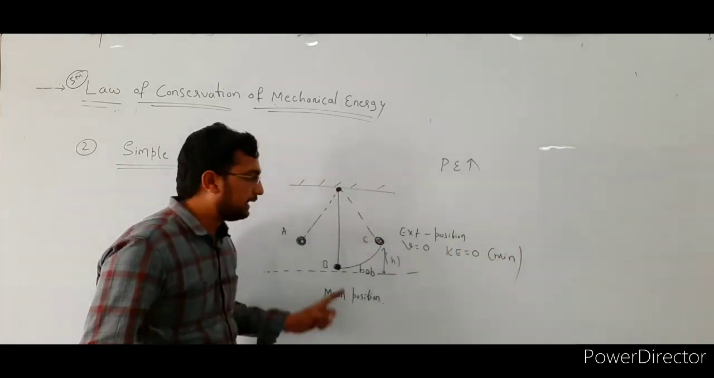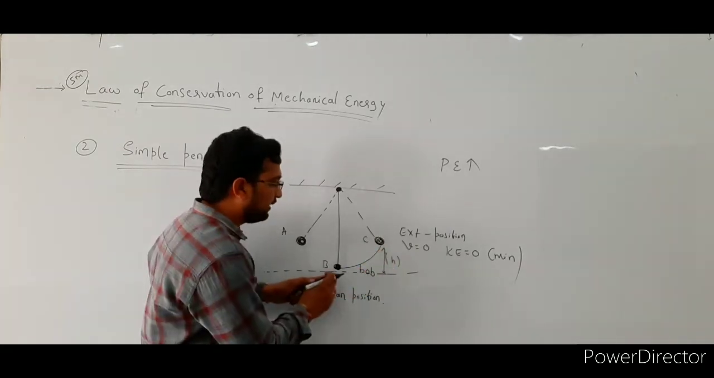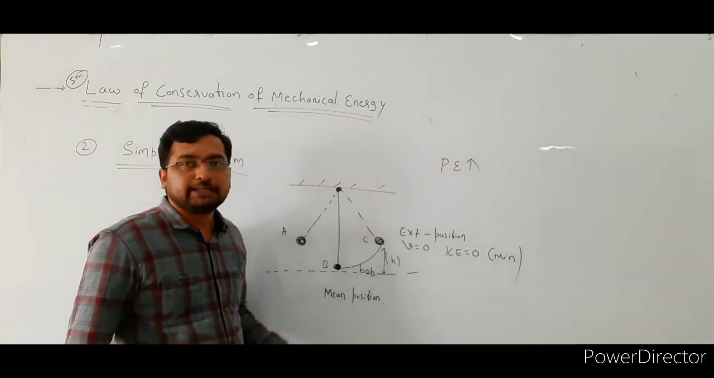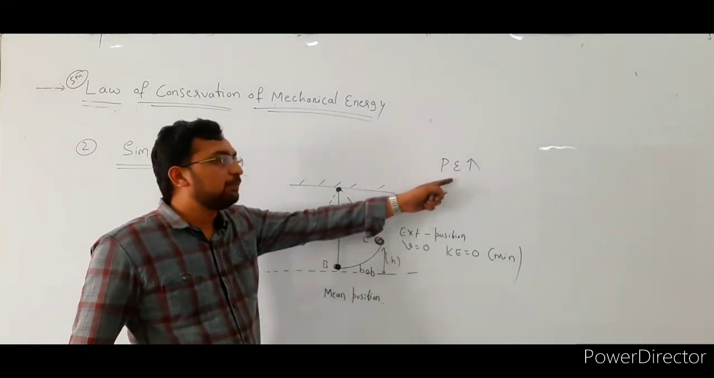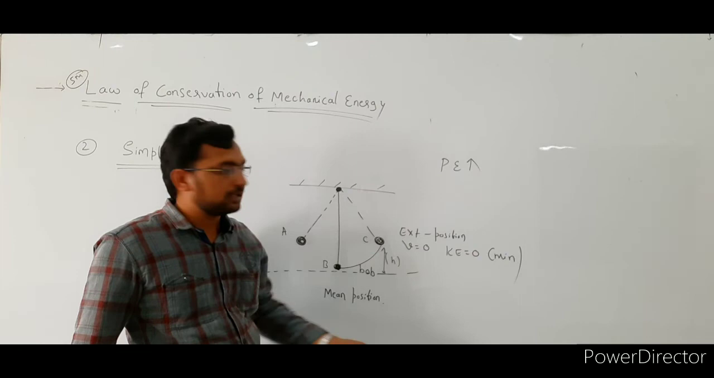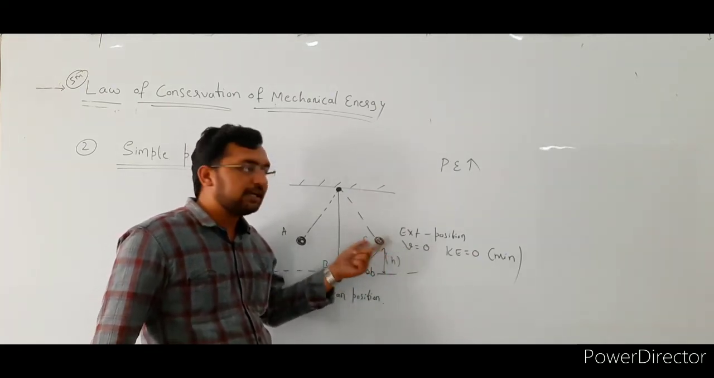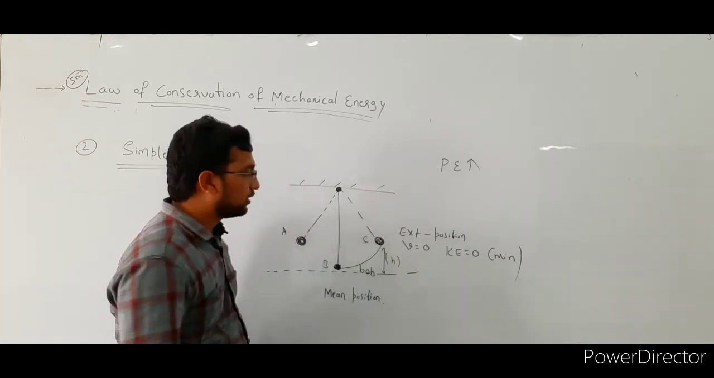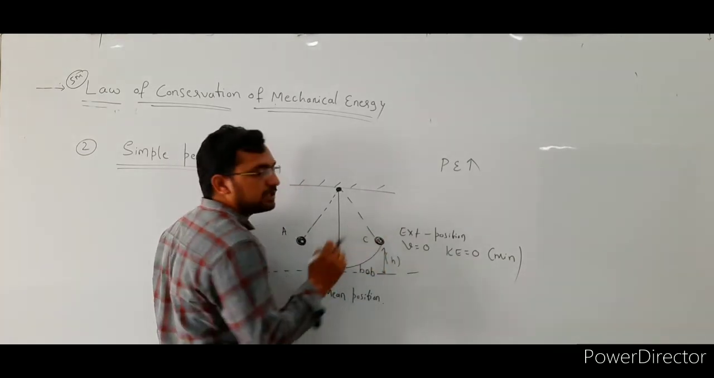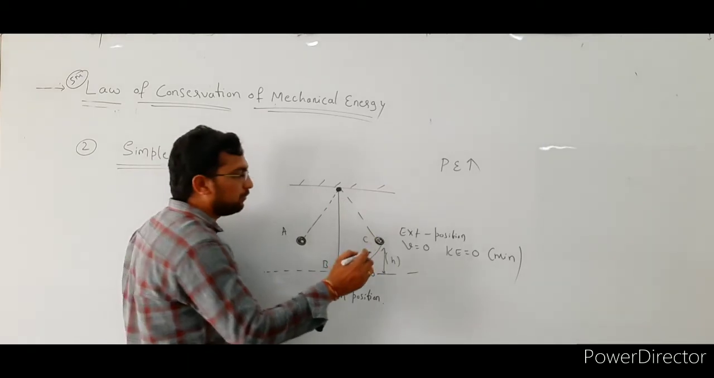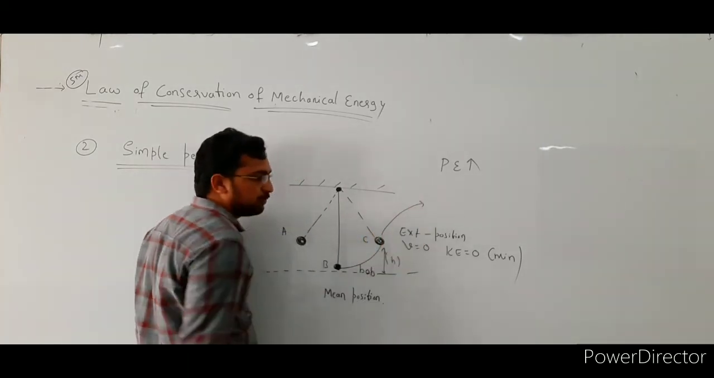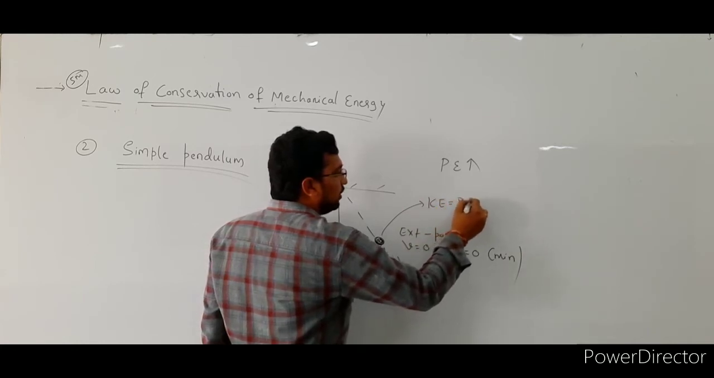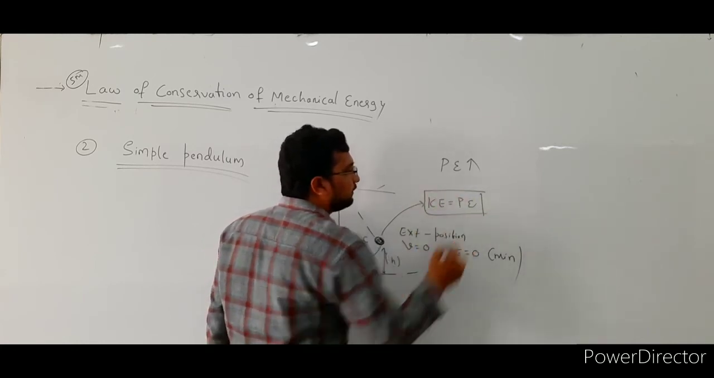See here, at extreme position, when the bob is moving from point B to point C, the height goes on increasing. If the height is increasing, the potential energy also increases. At extreme position, the speed of the bob is 0, so the kinetic energy is 0. So in this case, the entire kinetic energy of the bob is converting into potential energy, right.